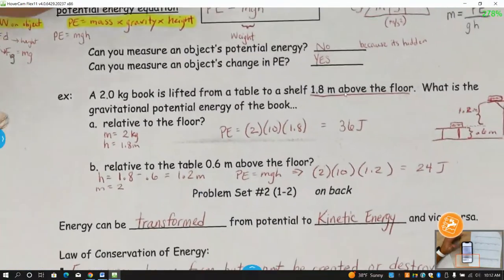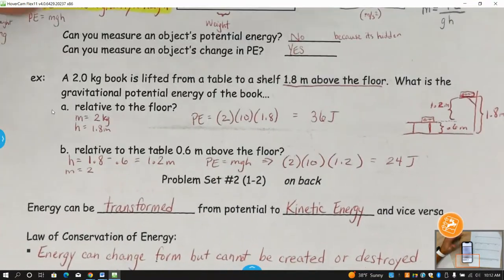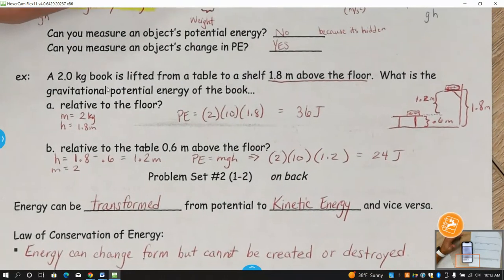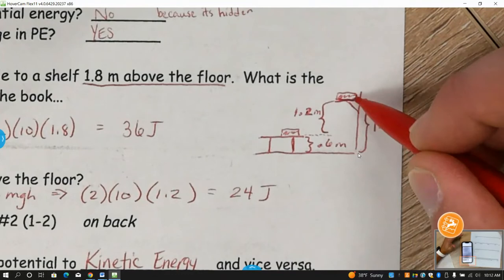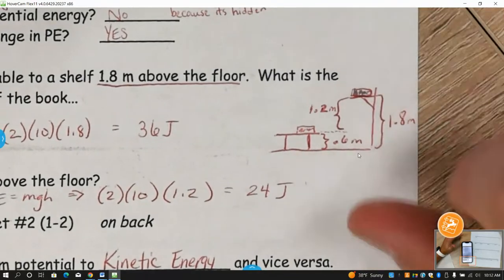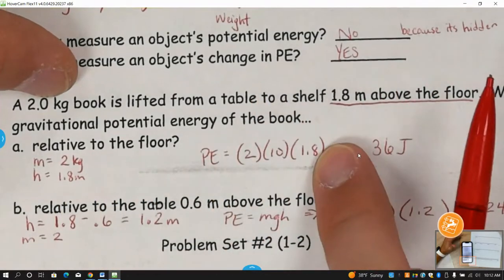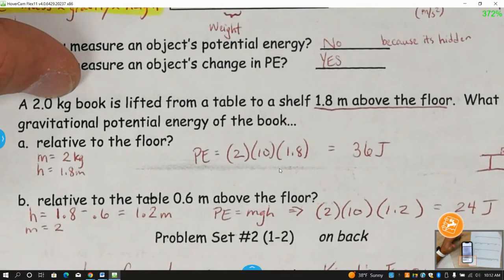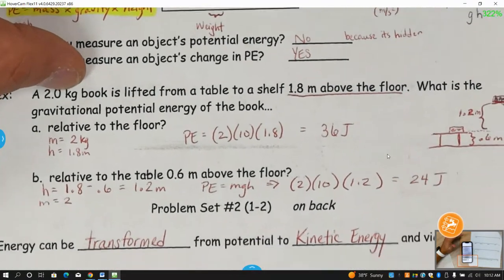Again, there are a couple of sample problems on here. They ask how much gravitational potential energy this book has. You're given a mass, 2 kilograms. They tell you in this little diagram I drew that the book is 1.8 meters above the floor. How much potential energy does it have? Well, the mass of the object is 2. PE is mgh. We're using 10 for gravity, so 2 times 10, and 1.8 meters above the ground would be your h. Multiply everything out, and you have 36 joules of potential energy.